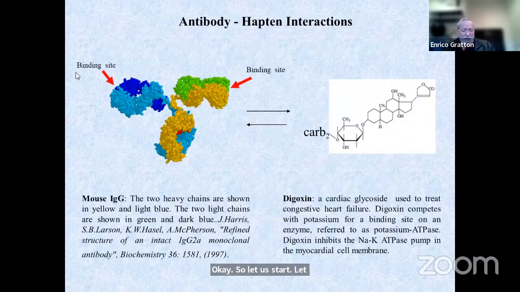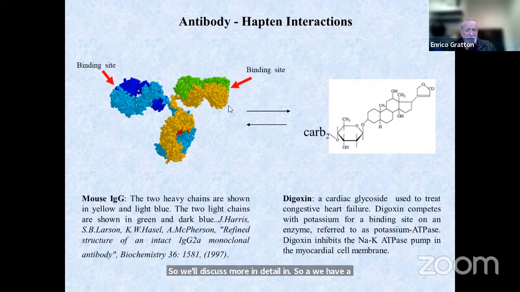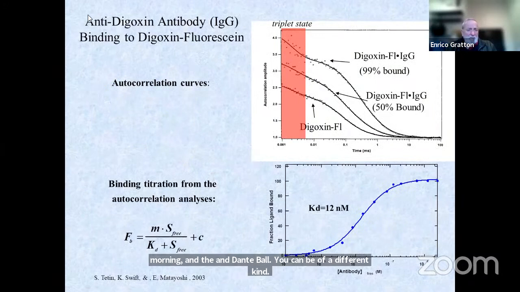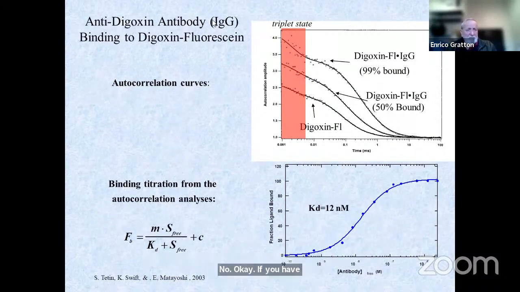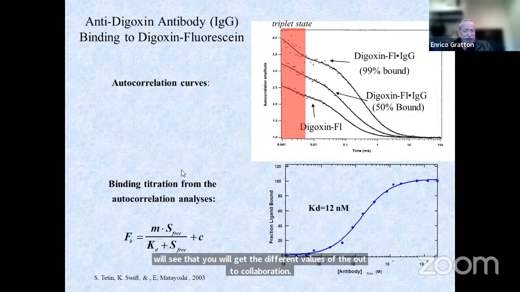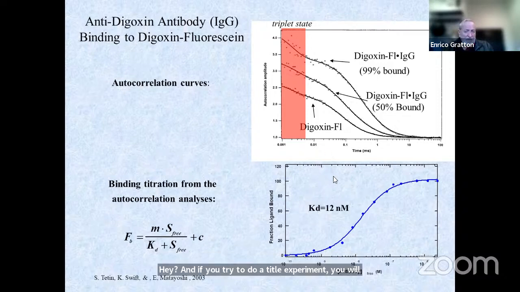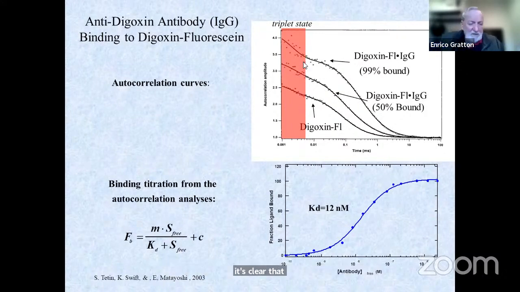So let us study another thing that we will discuss in more detail later. We have an antibody which combines, for example, two molecules, and the antibody can be of different kinds. Now, if the antibody is, for example, IgG, and we measure the binding to fluorescein, you will see that you will get different values of the autocorrelation curve. And if you try to do a titration experiment, you will see that the KD is unique for this reaction and is about 12 nanomolar.